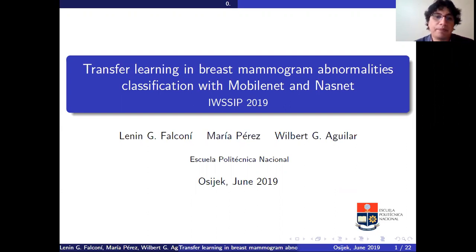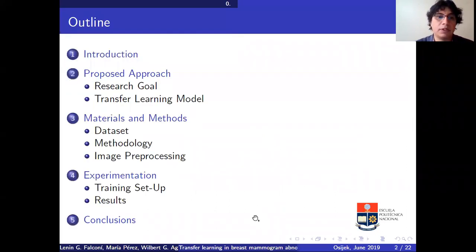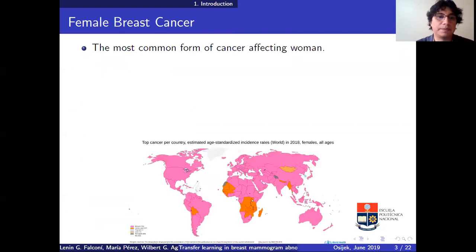Our paper is based on transfer learning used to classify mammogram abnormalities. We use two models, Mobilenet and Nasnet. The outline for this presentation is presented in this slide. We have 5 points: introduction, the proposed approach, materials and methods, experimentation, and conclusions.